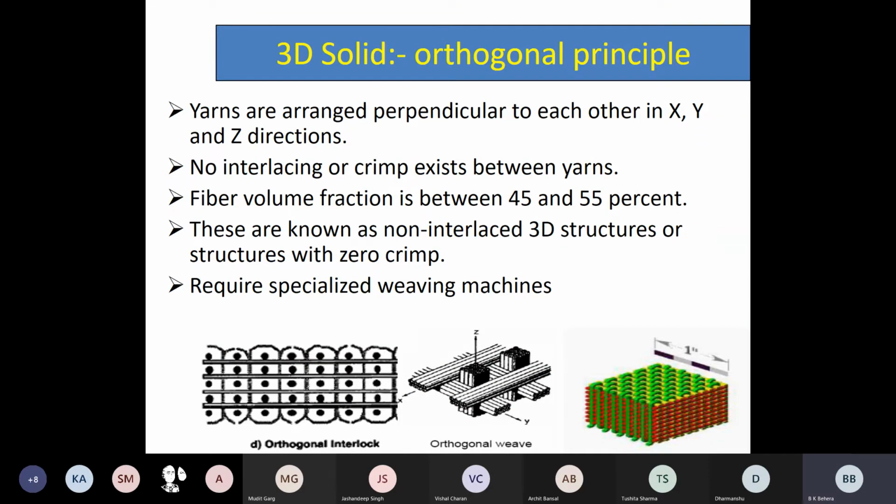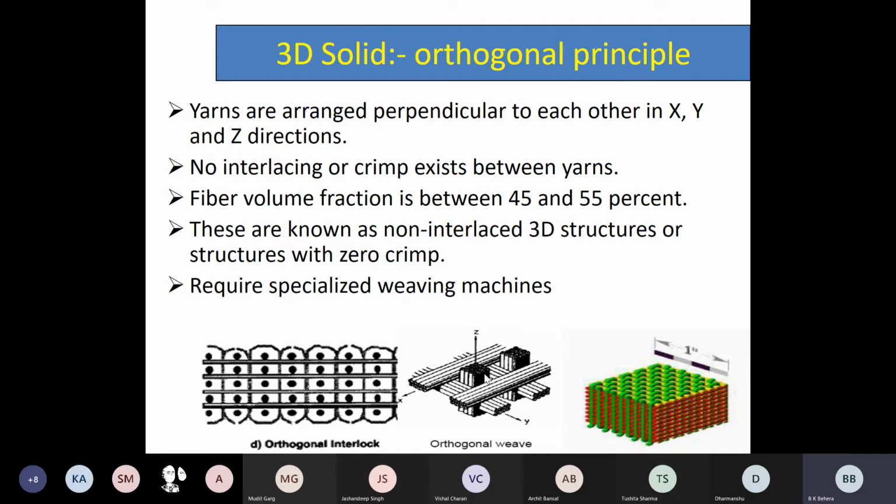Yarns are arranged perpendicular to X, Y, Z direction. That already you know. No interlacing or crimp exists between the yarns, which is obvious. You can have a look in this. You can see all the three yarns X, Y, Z. They are straight, no crimp.